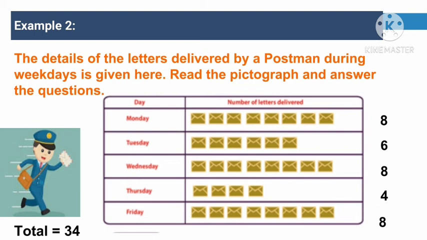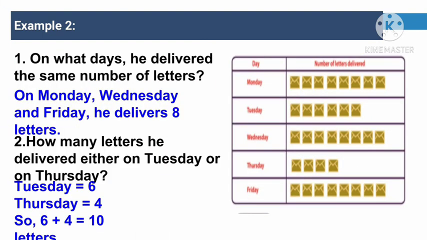Now, look at the questions. Look at the first question. On what day did he deliver the same number of letters? So just check out the numbers there. We have the same number, 8, on Monday, Wednesday and Friday. So he has delivered the same number of letters on Monday, Wednesday and Friday.